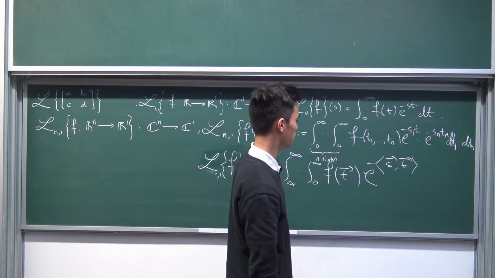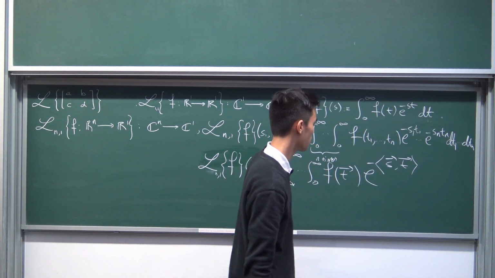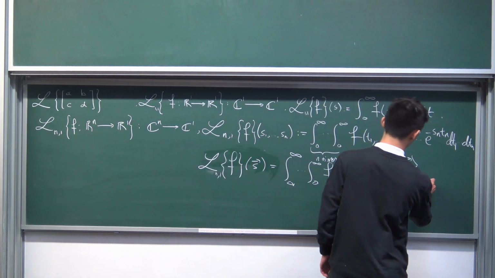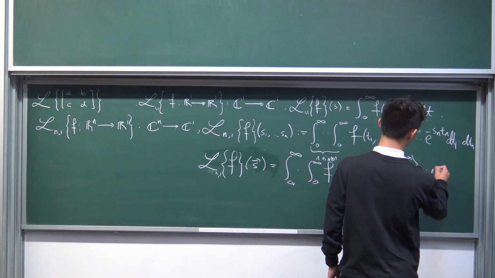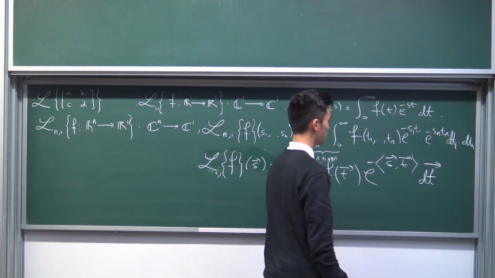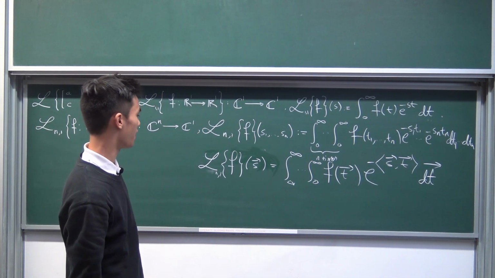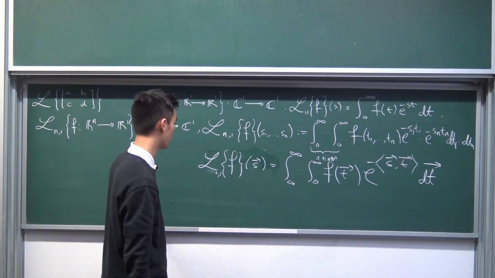I'm not too sure if generalizing to inner products, or just any inner products, would be a good idea in this case, but maybe that's something you could do. And then we have dt arrow, which is just, well, this guy over here. So yeah, that's how we can define the n-dimensional Laplace transform.